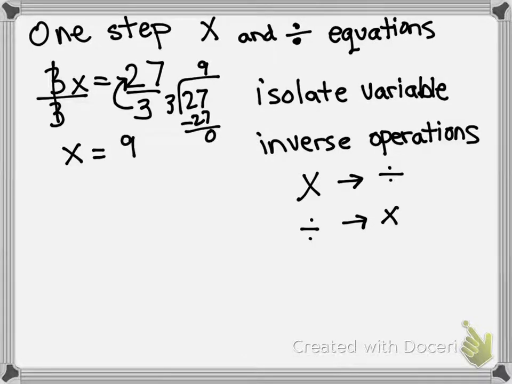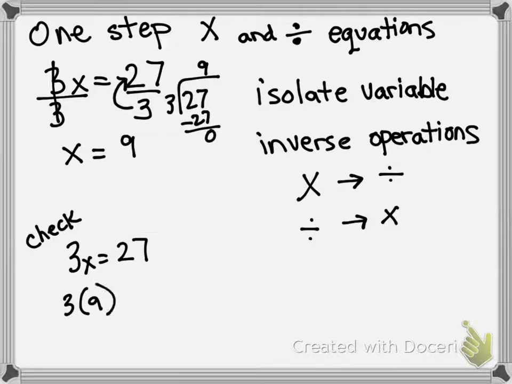So x should be equal to 9, but we always want to check our calculations. When checking, our first step is to rewrite the equation. Then we substitute the number we think x is in for x. 3 times 9 equals 27. 3 times 9 is 27, so the answer is x equals 9. Let's try a couple more examples.